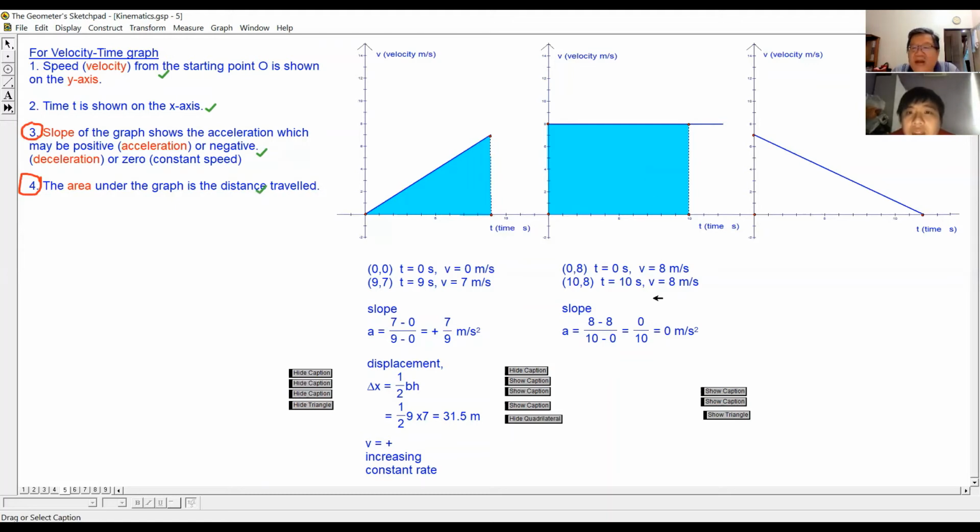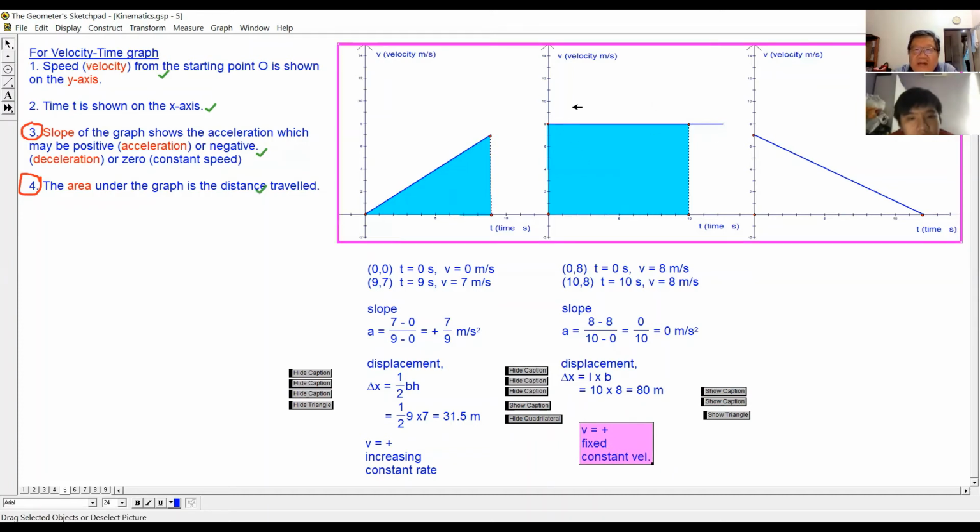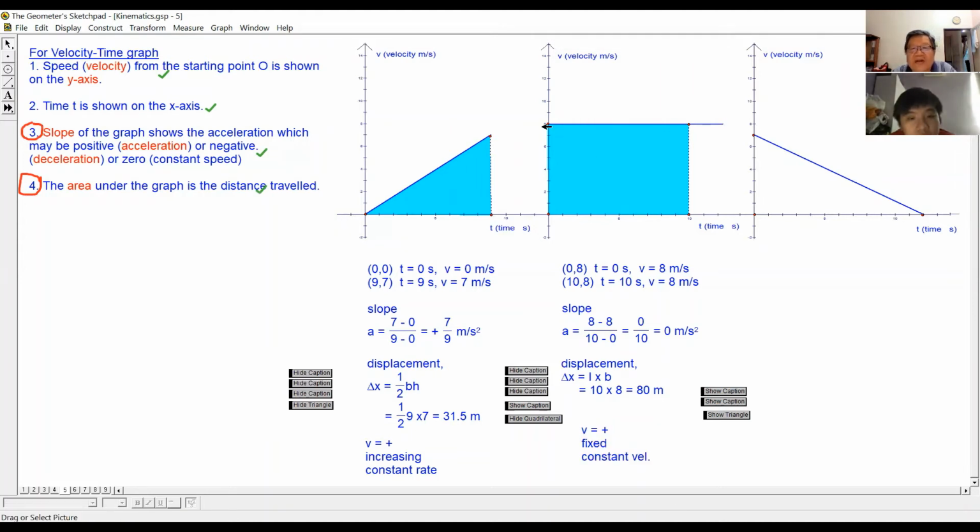So what is the area here? 80. So it means that the distance covered during this period of time from 0 to 10 is 80. So the displacement is 80. But because it's a flat line, it doesn't mean that the velocity is 0. It means that the velocity is constant, and that constant velocity is 8 meters per second.